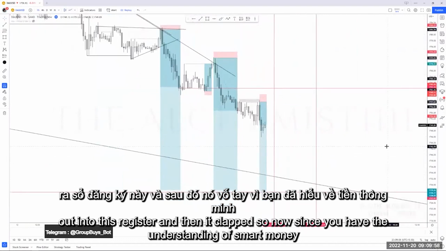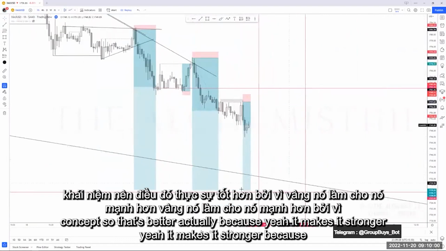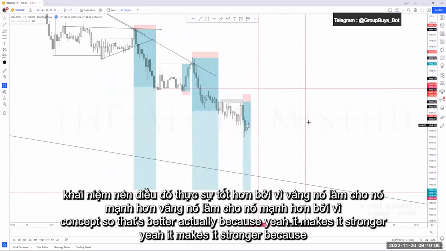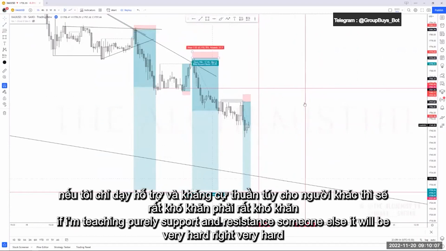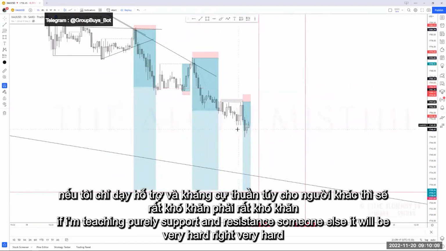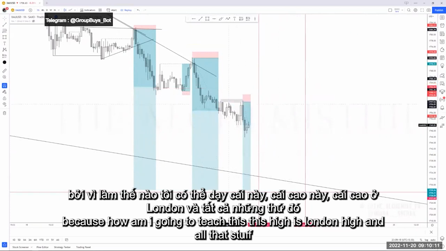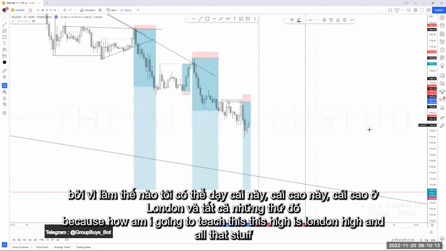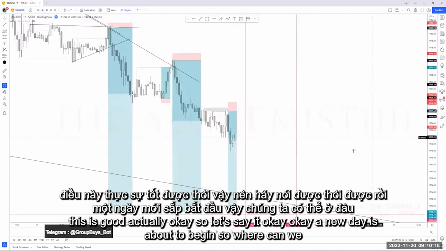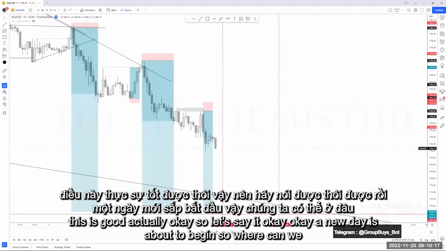So now, since you have the understanding of smart money concepts, that's actually better, because it makes it stronger. If I'm teaching purely support and resistance to someone else, it will be very hard, right? Because how am I going to teach this? This high is London high and all that stuff. No, this is good actually. Okay, so let's wait.